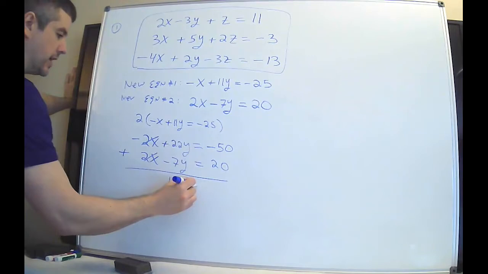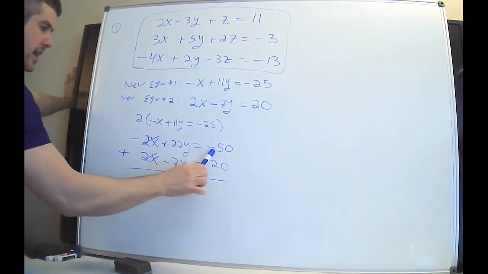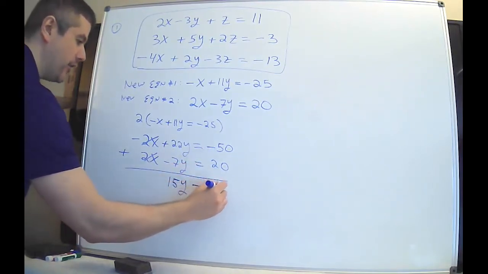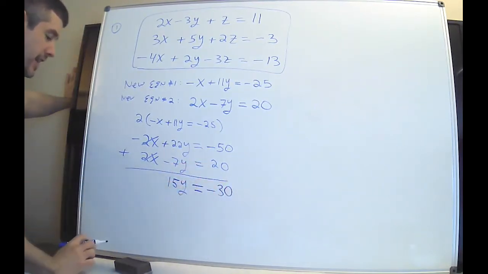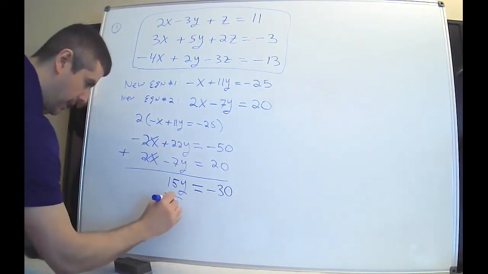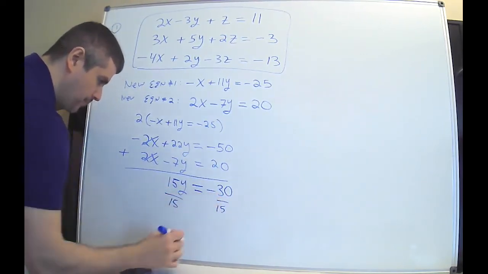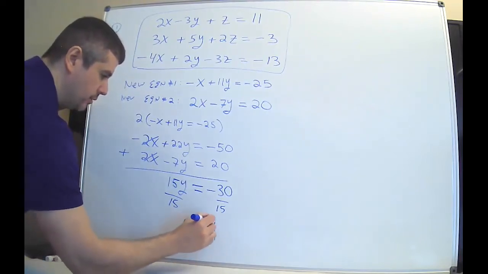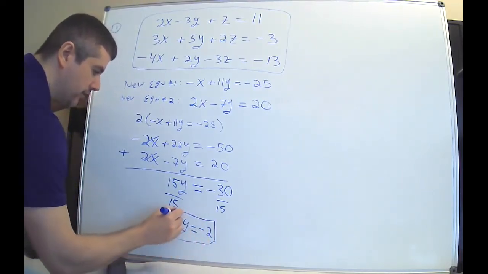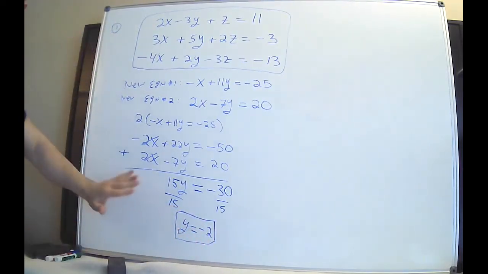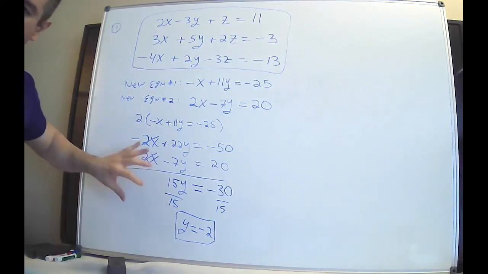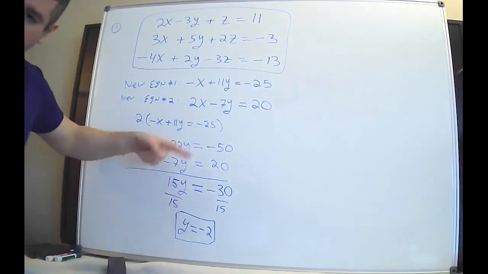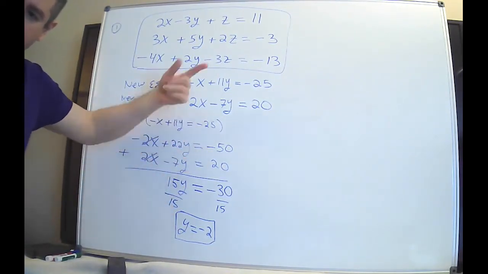Y. Equal sign, bigger equal sign. -50 plus 20 is -30. Yay, it's a multiple of 15, thank God. So now I'm going to divide both sides by 15, and I get y equals -2. Whew, this was the hard part. It's a lot of work, but you're almost done. Everything from here on is nothing but reverse substitution, back and back and back.